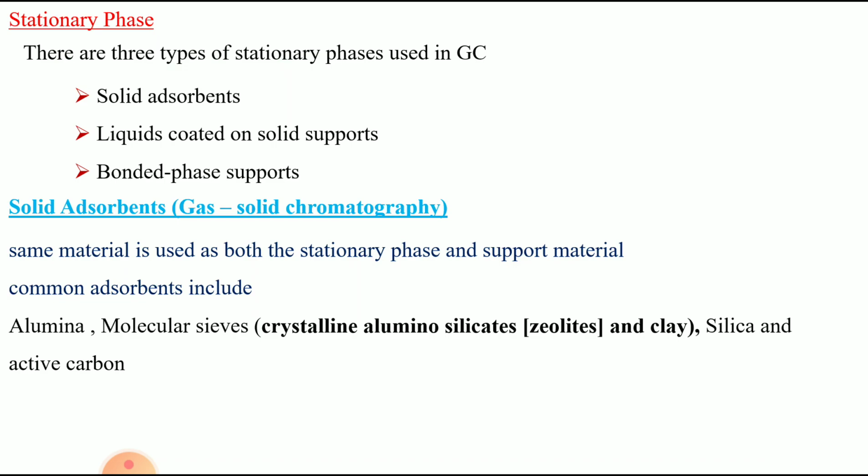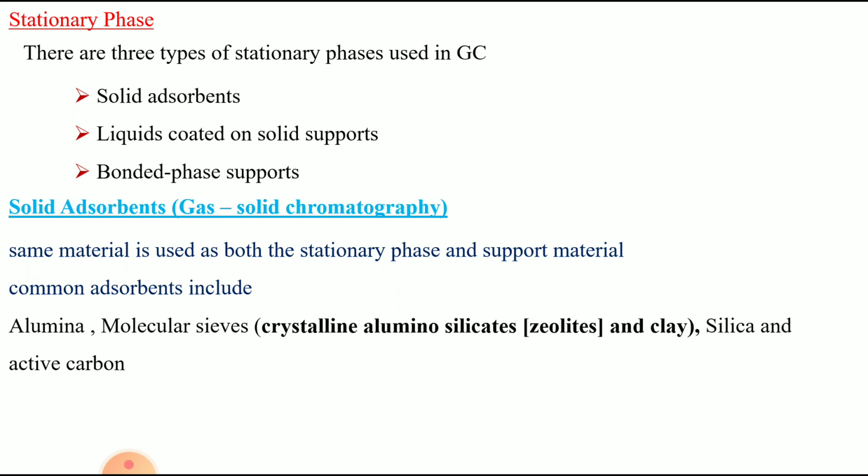The stationary phases commonly packed in GC columns are classified into three types: solid adsorbents, liquids coated on solid support, and bonded phase supports. Solid adsorbents are commonly used in gas solid chromatography. The principle involved is adsorption. The same material is used as both the stationary phase and support material.